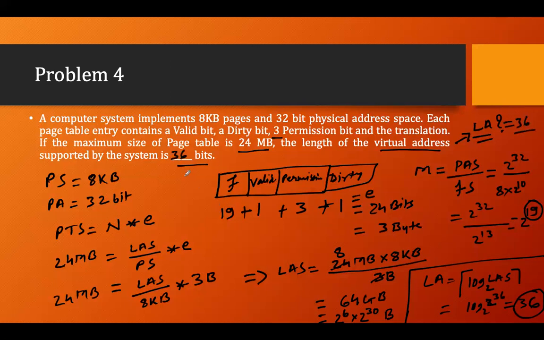Getting it? How will we get the logical address? The logical address is nothing but 36 bits. What is the logical address space? It is 2 to the power of 36. What is 2 to the power of 36? 2 to the power of 6 into 2 to the power of 30. 2 to the power of 30 is GB, and 2 to the power of 6 is 64. So we are getting 64 GB, right? So this is how we calculate the different parameters in the paging technique.